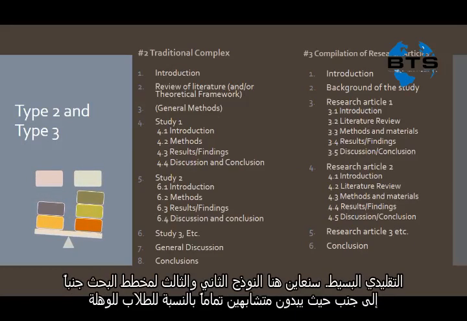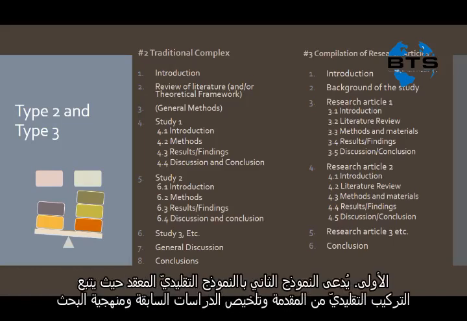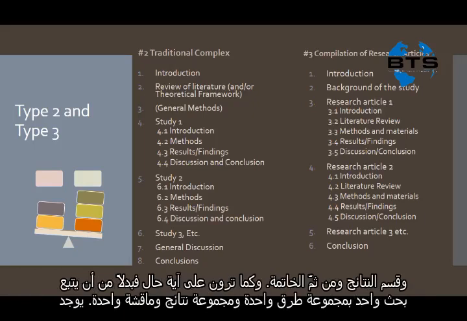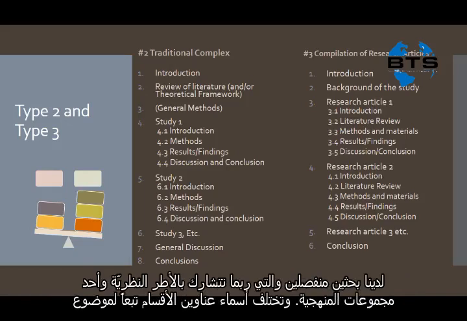Here we have the second and third types of macro structures side by side because they look rather similar to students at first glance. So it's a good idea to look at them side by side. Type number 2, called traditional complex, follows the traditional structure in that it has an introduction, the review of literature, a methodology, and a results and conclusion section. However, as you can see, instead of just one study with one set of methods and one set of findings and discussions, you actually have 2 separate studies that probably share a theoretical framework and share one general set of methodology.